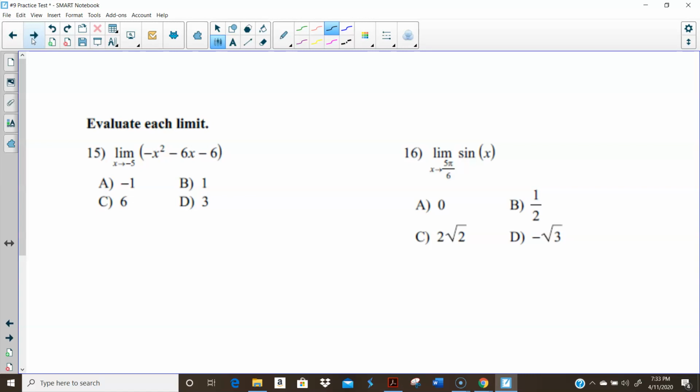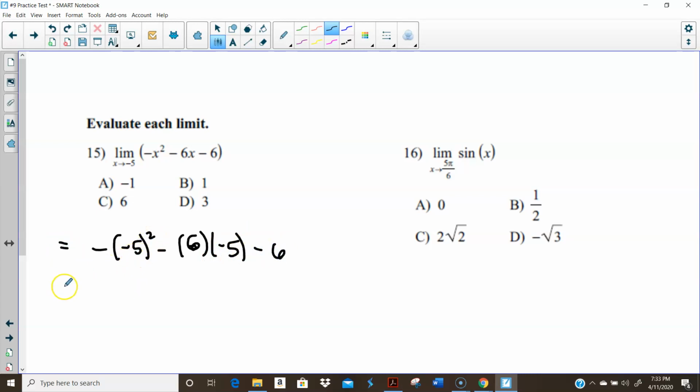All right, so looking at the limit, the first thing you always want to do is try to solve by direct substitution. Can I put -5 into this and get an answer? And the answer is I sure can. So in place of x, I'm going to put -5 squared, subtract 6 times -5, subtract 6.